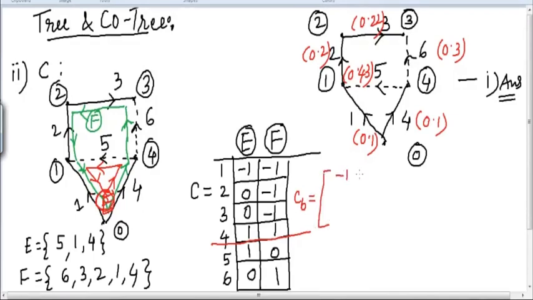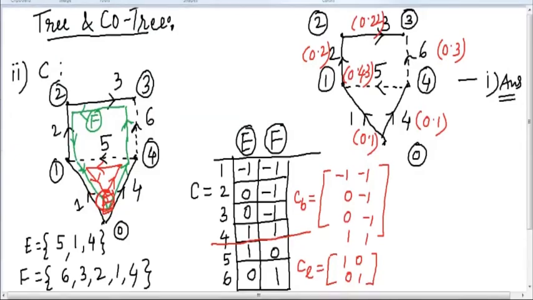So CB is -1, -1, 0, -1, 0, -1, and 1, 1. So this is your CB matrix. And similarly, this one is the CL matrix. Even though we are not in requirement of the CL matrix, we will still write it here. Okay, so this is your second bit which they have asked, that is the basic loop incidence matrix. So let us write here, second answer.